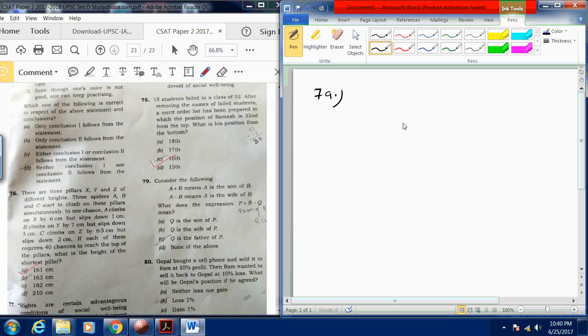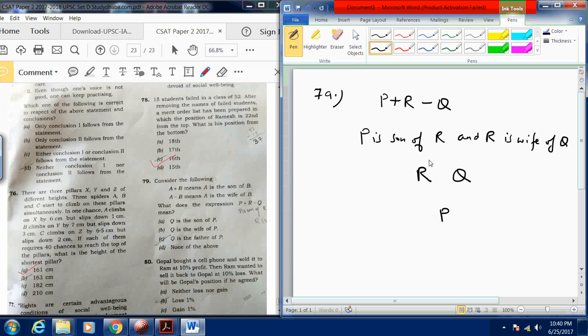So A plus B means A is son of B, A minus B means A is wife of B. So P plus R minus Q means P is son of R and R is wife of Q. So R, Q and P. This is the mother, this is the father, this is the son. This is the relationship. So let's see, Q is the father of P. This is the correct answer.